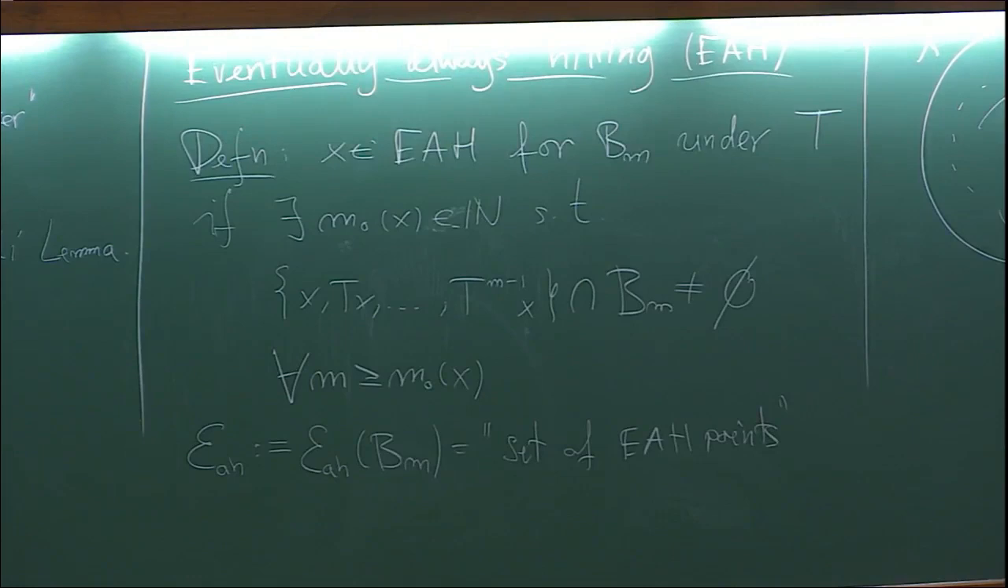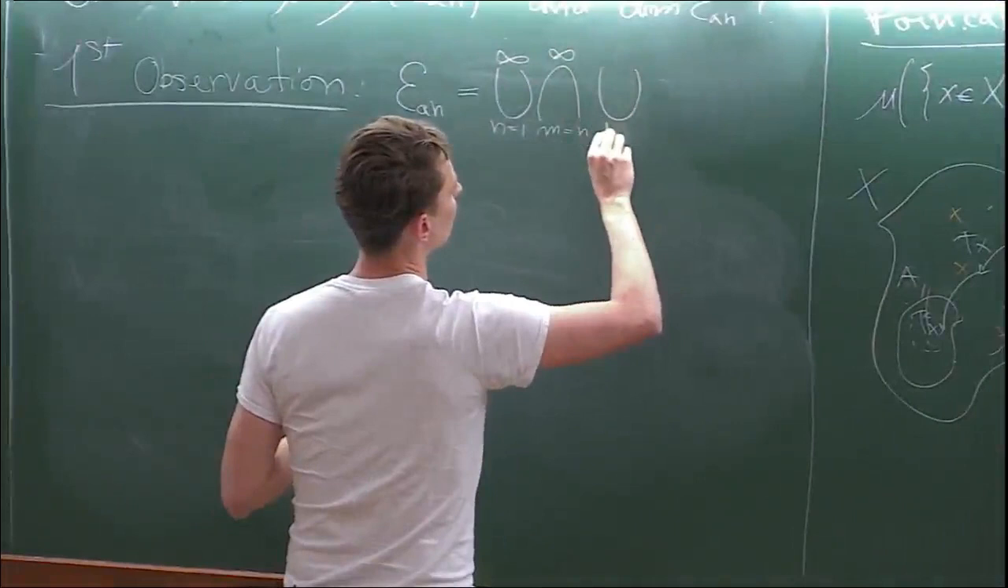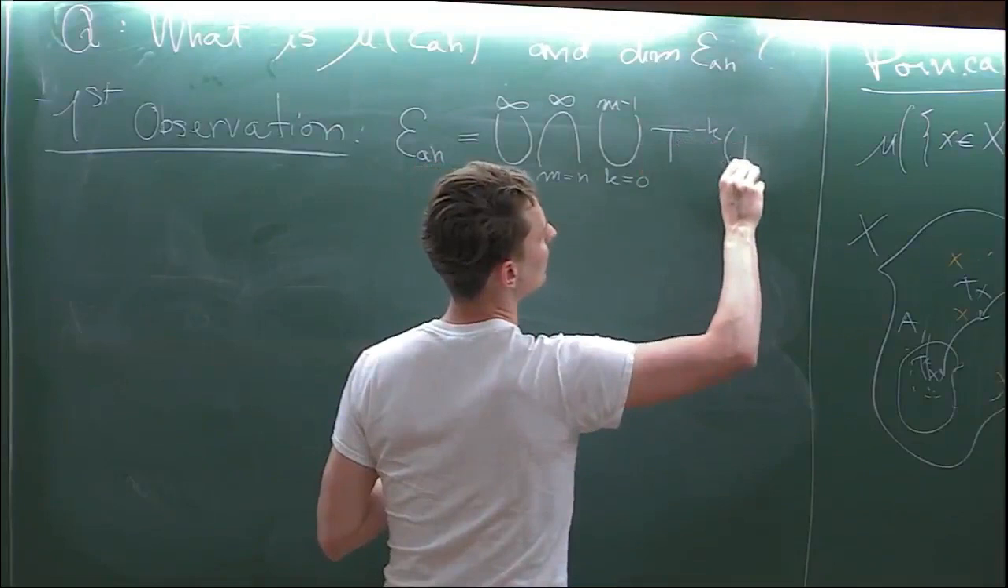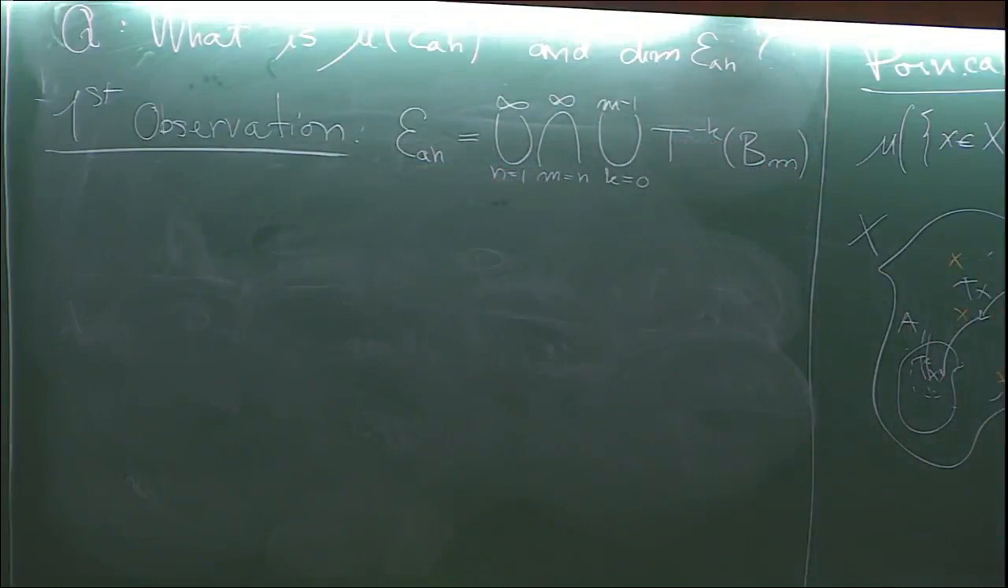But the first observation I want to make is how we can write this set. Okay, so we can write this set as a union, intersection, union: union from n equals 1 up to infinity, intersection m equals n to infinity, union k equals 0 up to m minus 1, T to the minus k B_m, right? So the first union we get from the existence of such an m0, the intersection we get because it needs to be for all m larger than this m0, and the last union we get from that we only need one of these to be in B_m.